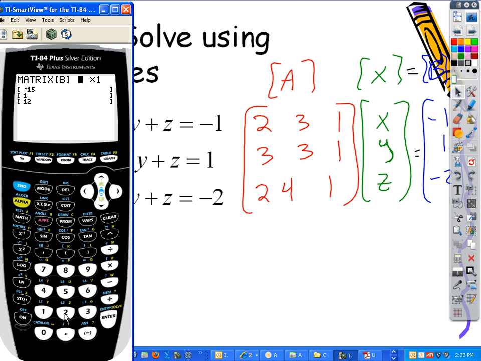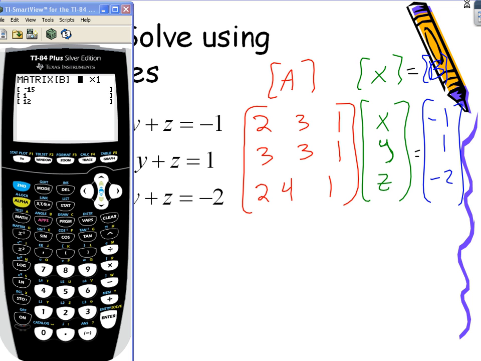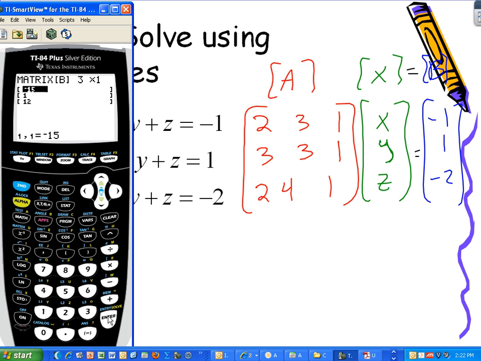B is going to be this guy over here, right? -1, 1, -2. So B is going to be a 3 by 1. Okay. Now what? Okay, quit. And then you go second matrix. A. We're going to call it A. Invert it. Okay. And then right? Isn't that all we do?